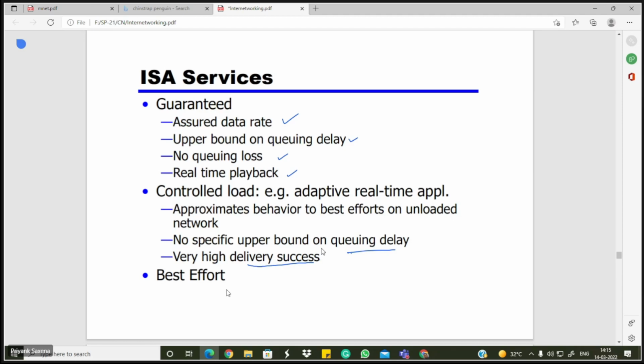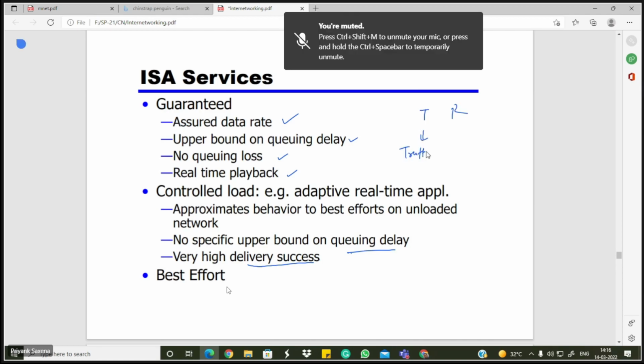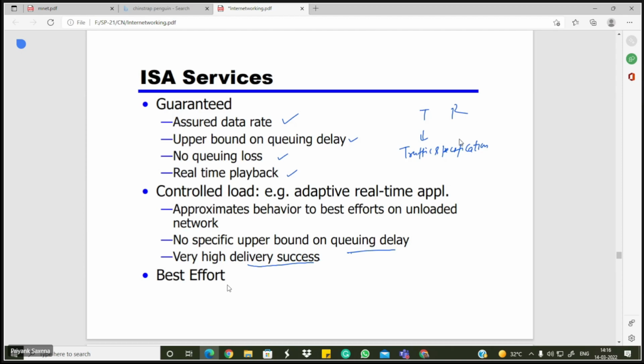So if the load is limited in the network, there are two things. Actually, there are T and R fields. That is called the traffic specifications, right? Whenever an application enters, it specifies the traffic specification and the resource specification.